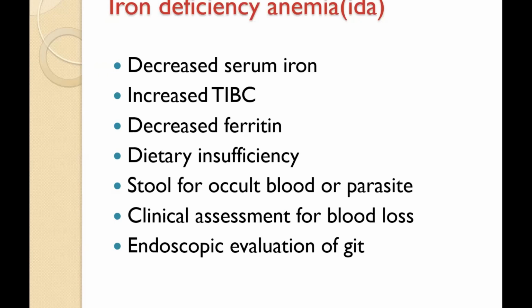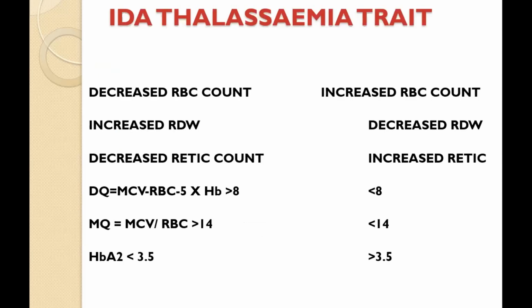Otherwise, if the stool for occult blood is negative and serum iron is low, ferritin is low, then we think it is a case of iron deficiency and probably nutrition. But in an aged patient, we have to be very careful. So this difference is more relevant generally for obstetricians in antenatal cases: the difference between iron deficiency anemia and thalassemia trait. In iron deficiency anemia, RBC count is decreased. In thalassemia trait, it is increased.